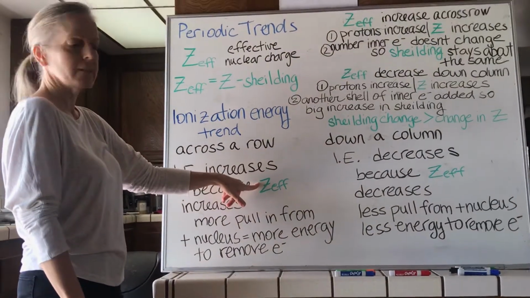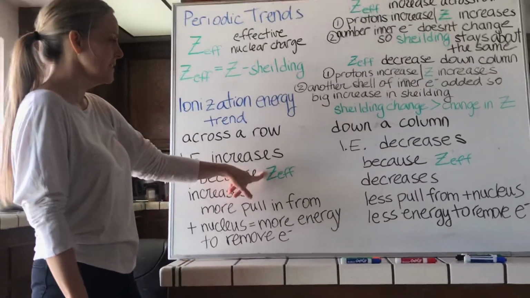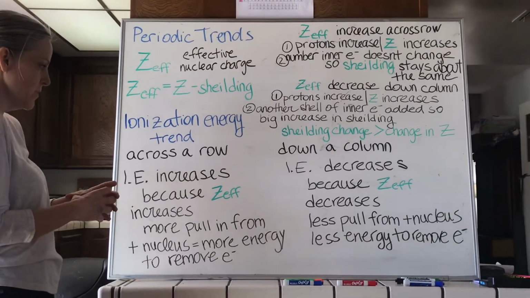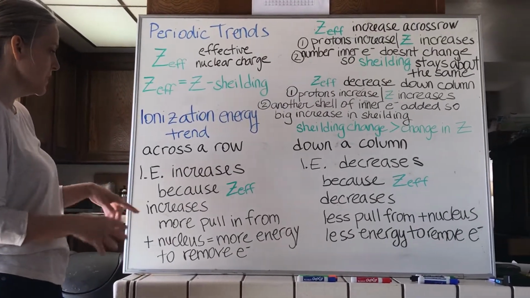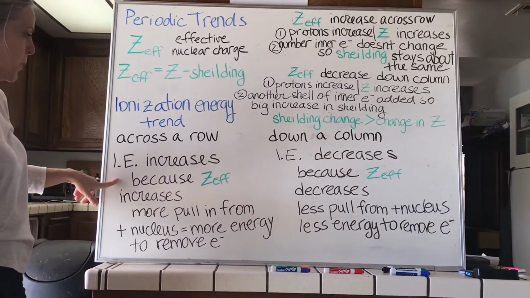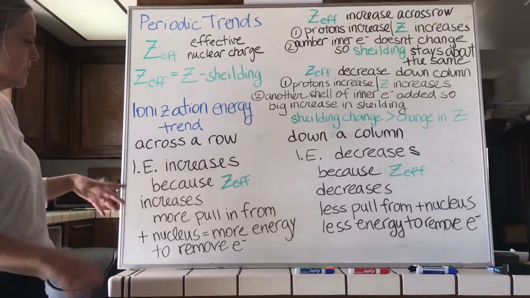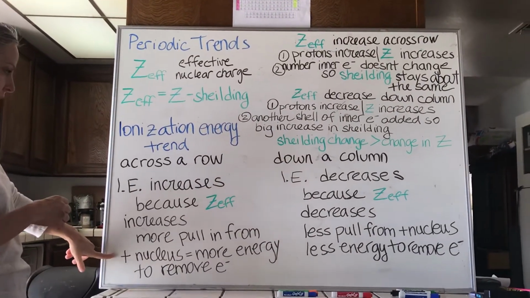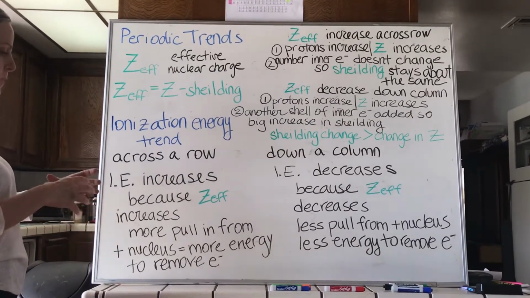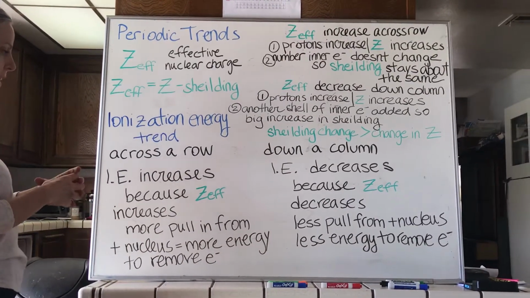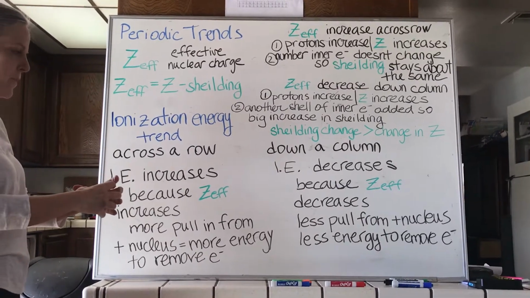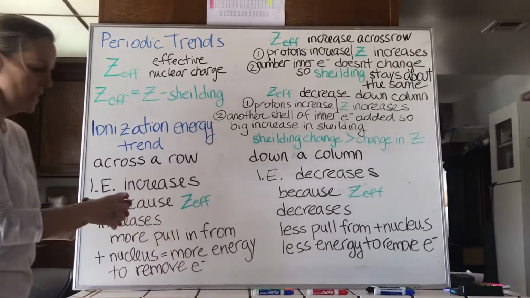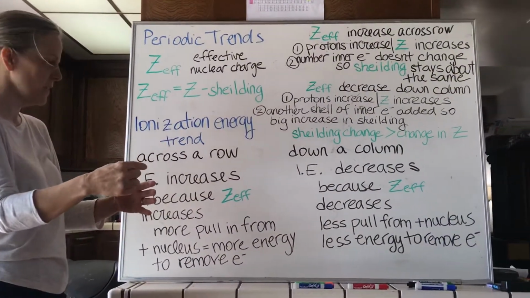The nucleus is positive, so the higher that Z effective is, the stronger that nucleus is pulling in on those electrons. So even though there's some shielding, when you go across the row, it's still increasing because it's pulling in more for the more positive nucleus. So the more positive the nucleus, the more those electrons are pulled in. Think about it: if they're pulled in more, the nucleus is holding on to them more. So it's going to take more energy to pull one of those outer electrons off of it.